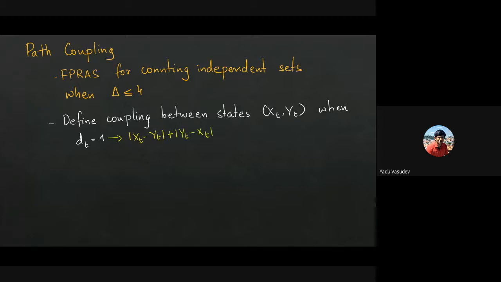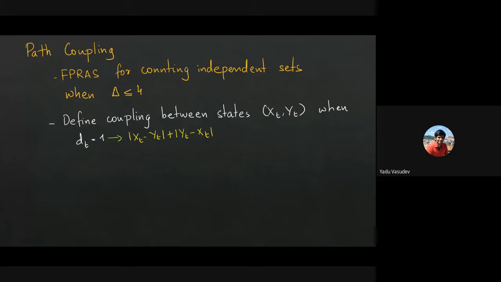Okay. So you define a coupling between states that are very close to each other. They differ in only 1. It could be, depending on the problem, slightly different. But here in our case, it's going to differ just by one vertex. Right? So xt and yt are 2 independent sets, and they're equal except for one vertex. Can we define a coupling between these two such states?